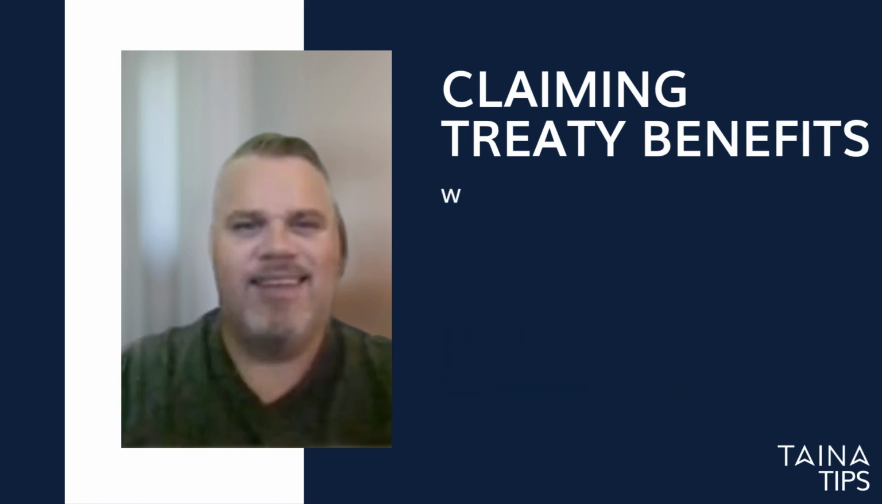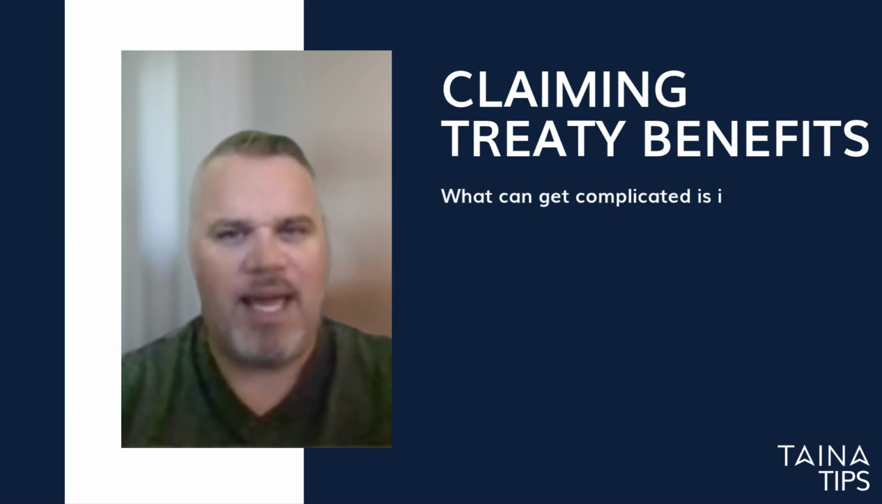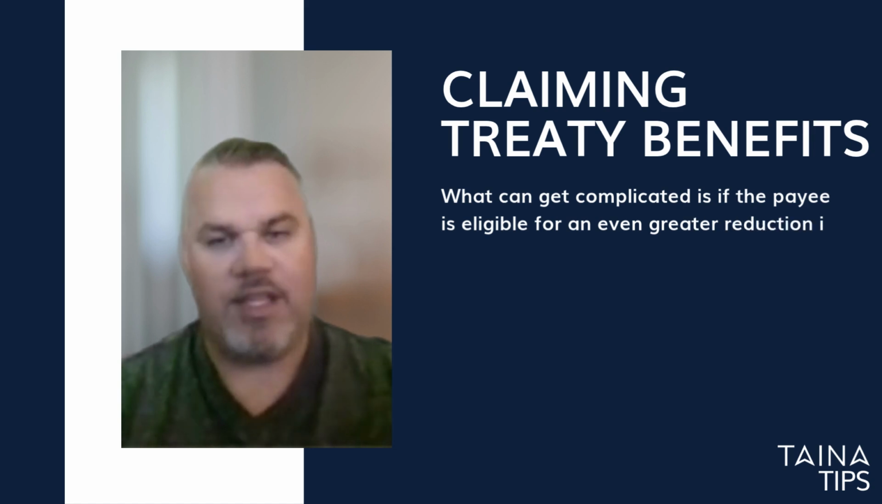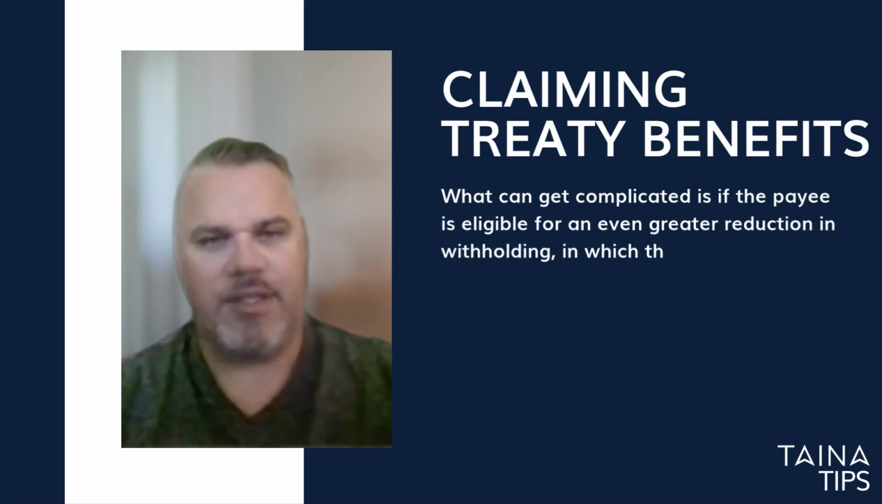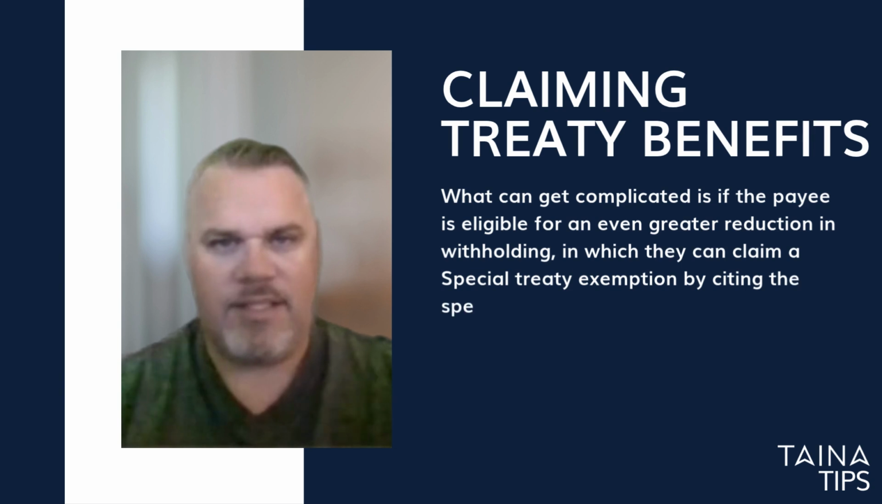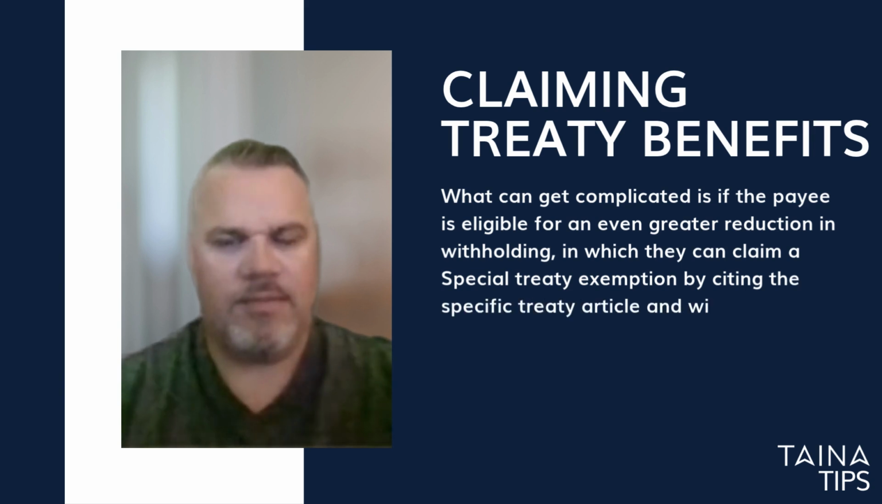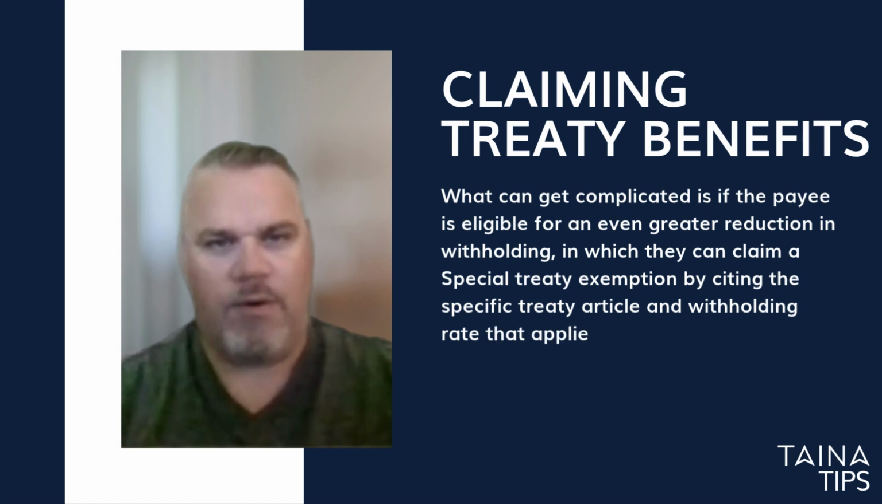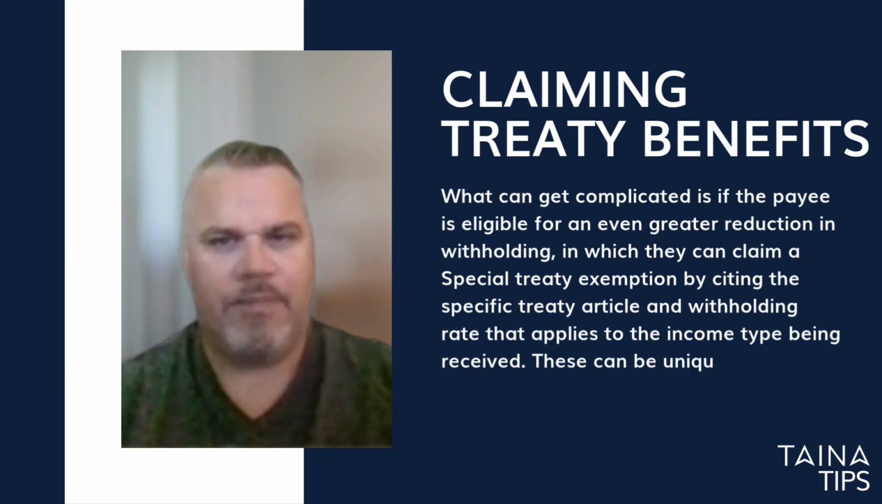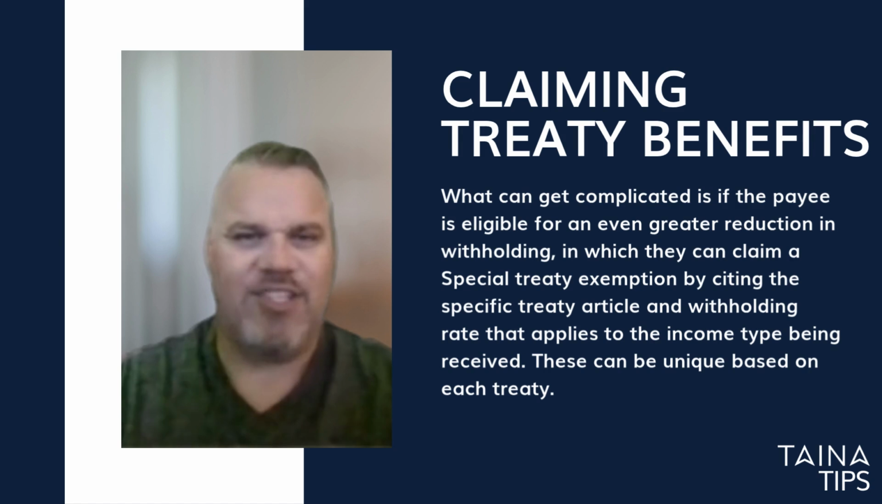What can get complicated is if the payee is also eligible for a greater reduction in withholding, in which case they will claim a special treaty exemption. To get that special withholding rate, they'll need to cite the specific treaty article and that reduced withholding rate, which applies to the specific income type that they're going to receive. These are unique based on each treaty.